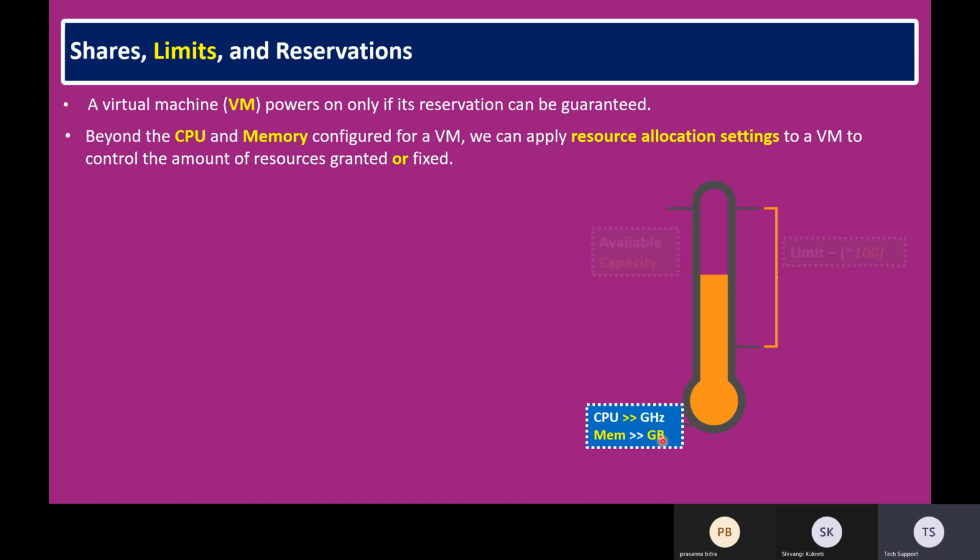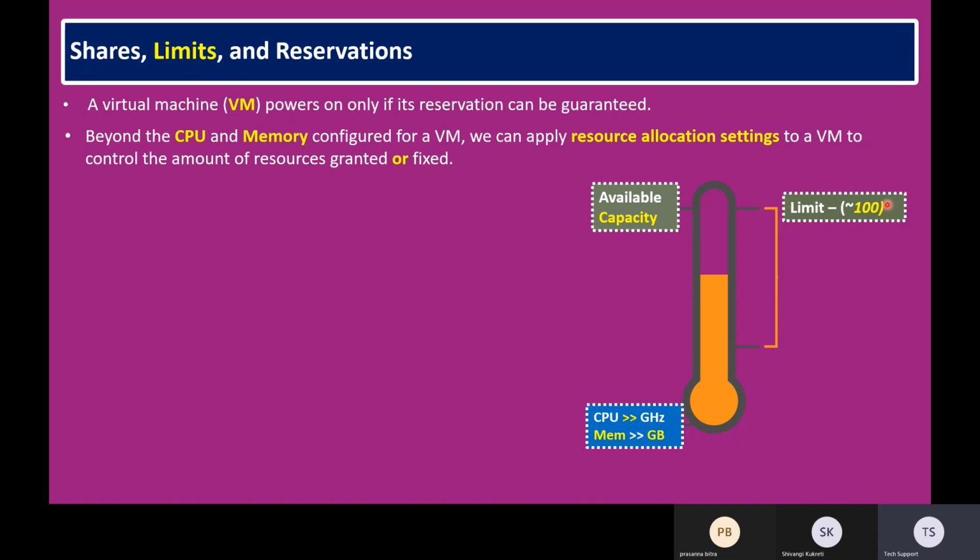Now here, let's say I have a CPU and memory limit. Whatever limit you have is considered the available capacity. What is the total available capacity? Let's say my total available capacity from a CPU perspective is 100 gigahertz, and from a memory perspective, 100 GB. But this 100 is just an approximate value I mentioned; these values will change based on our ESXi host capacity.